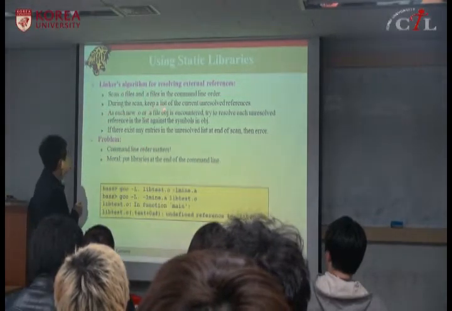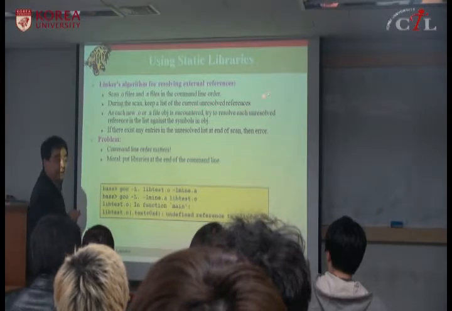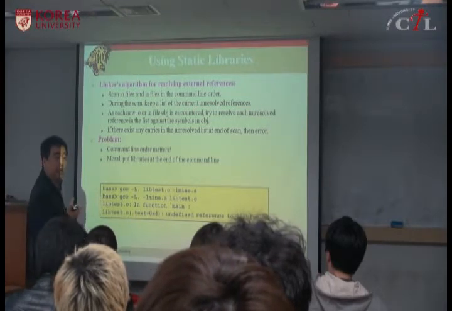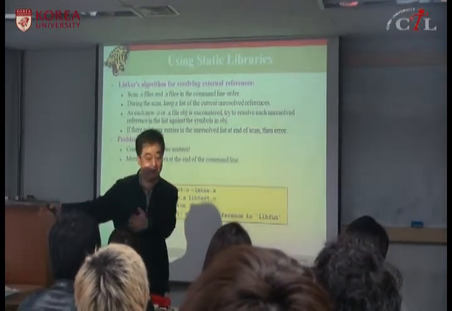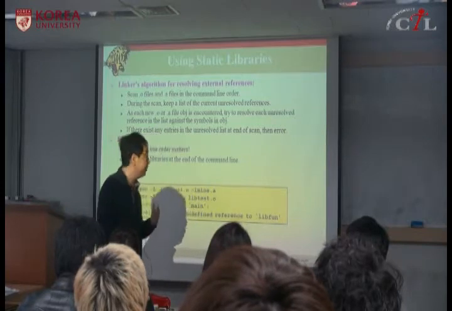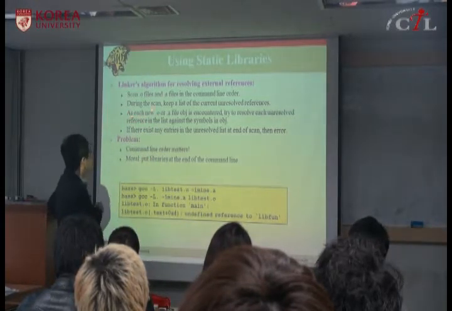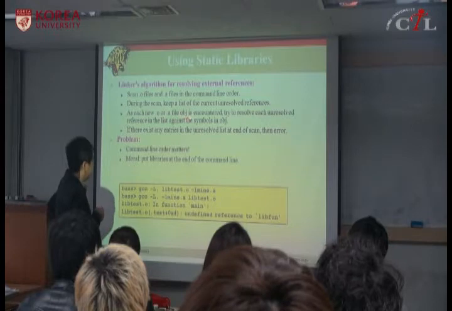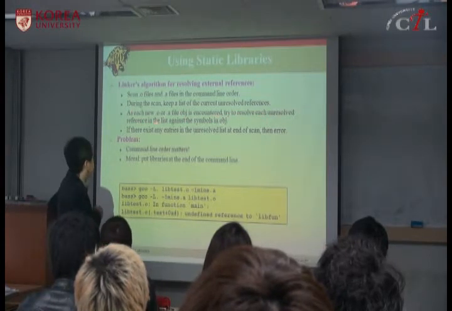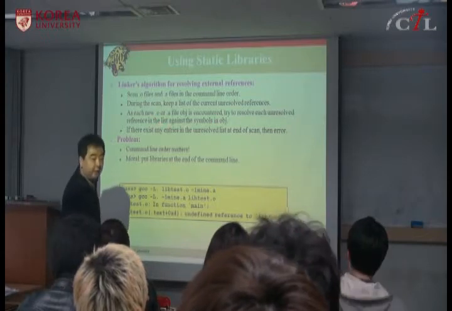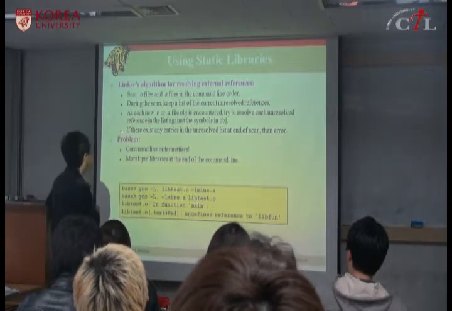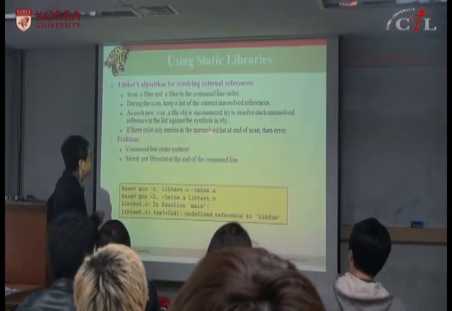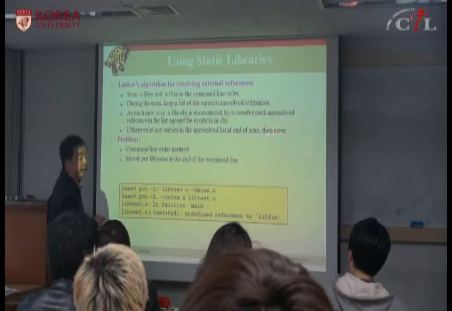During the scan, the linker keeps a list of current unresolved references. For such a symbol, it doesn't know where it is yet; it assumes it should be somewhere in the arguments afterwards. As each new .o or .a file is encountered, it tries to resolve each unresolved reference in the list against the symbols in the new .o or .a file. If there are any entries left in the unresolved reference list at the end of the scan, it means a linking error.